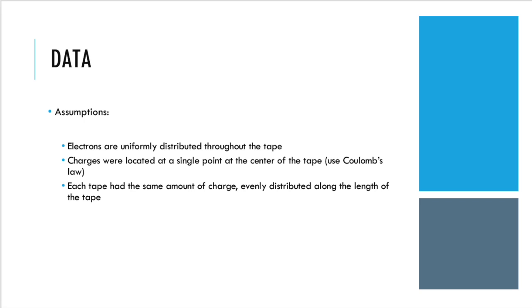In order to do the experiment, however, we had some assumptions. And these are that the electrons are uniformly distributed throughout the tape, that the charges were located at a single point in the center, so we can use Coulomb's law as point charges, and that each tape had the same amount of charge, and it's evenly distributed along the length of the tape.